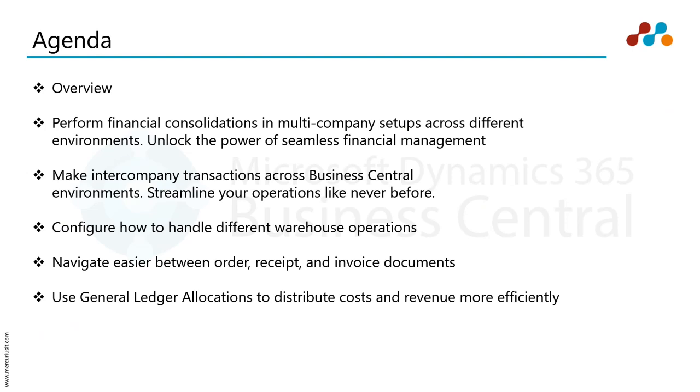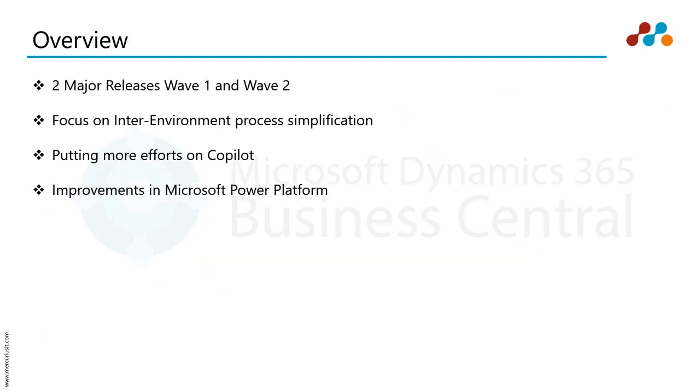So without wasting any time, let's start with the overview first. As many of you know, Business Central releases two major versions, Wave 1 and Wave 2, every year. Wave 2 is usually released in the month of October every year, so this release, we call October 2023 Wave 2. In this particular release, Microsoft has majorly focused on inter-environment process simplifications. How it is helping your organization and how it works, we will see in a minute.